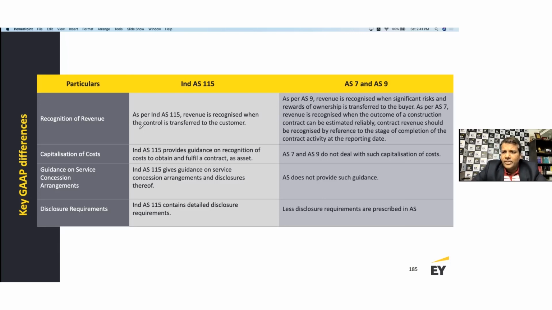Capitalization: Ind AS 115 provides for contract costs, whether costs to obtain or costs to fulfill, to be capitalized. That is not allowed under AS9, or they do not deal with such capitalization. Service concession: detailed guidance, we talked about that under Ind AS 115. The accounting standards do not provide such guidance. Tons and tons of disclosures under Ind AS 115 as compared to AS7 and AS9.